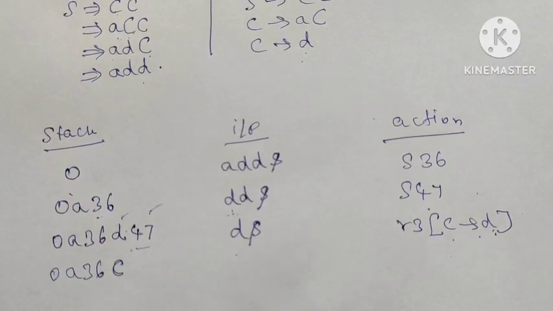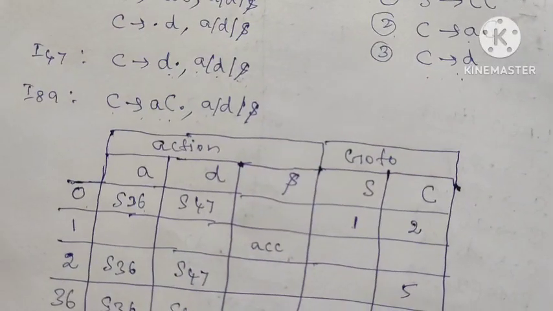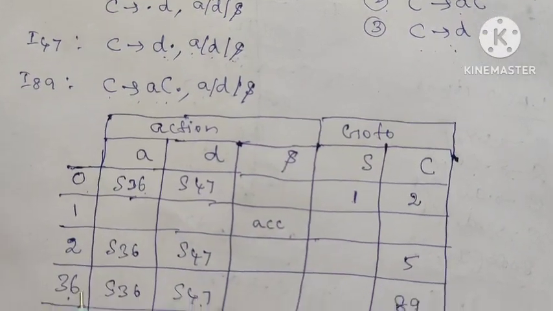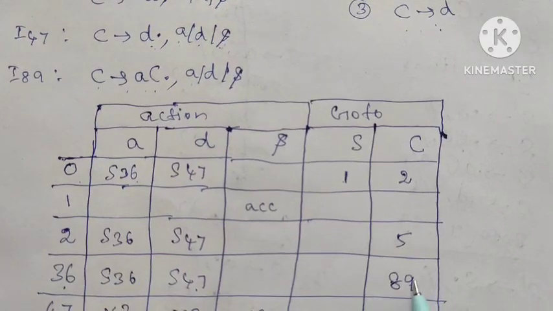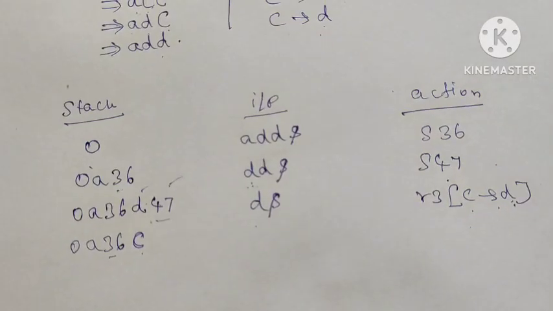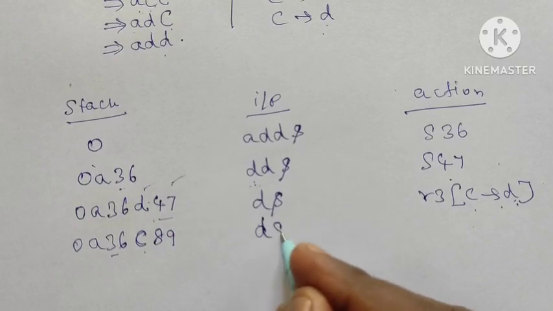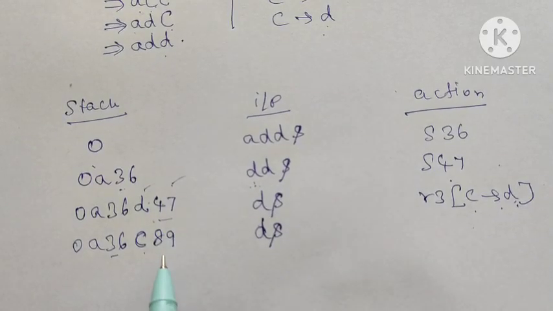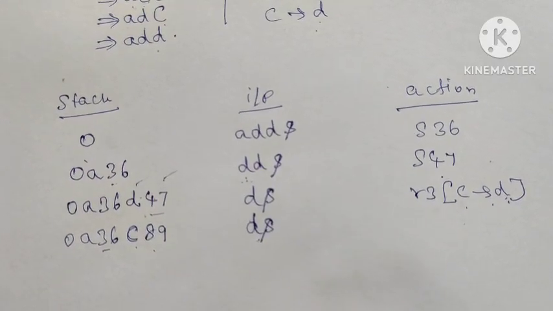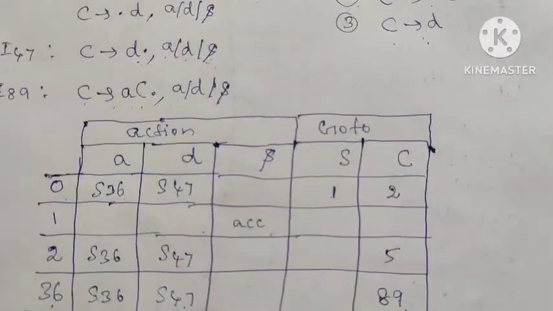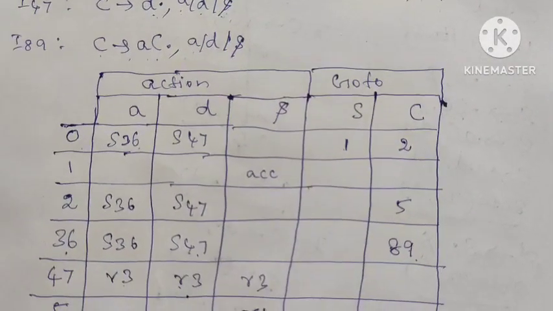Now 3, 6 and C, go to the parse table and see what is the output. On the left side you have 3, 6, on the right side you have C. So 3, 6 and C have the answer 8, 9. Push this 8, 9 inside the stack. Then on the right side you have D. Now 8, 9 and D, look into the table.